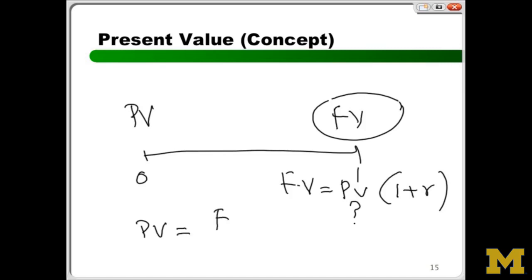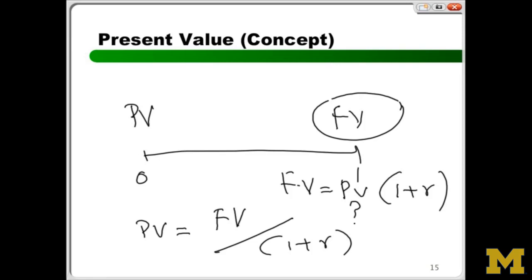PV will be FV divided by 1 plus R. I'm just inverting this equation. It's very simple. It's algebra. However, dividing something by 1 plus R, if I said it to you the first time, you would have said, why the heck am I dividing something by 1 plus something? And the reason is that 1 plus something is a factor that anything can be multiplied by. So the future value factor is 1 plus R.